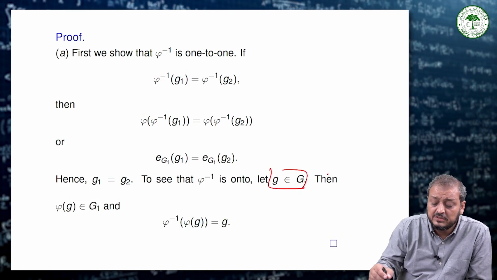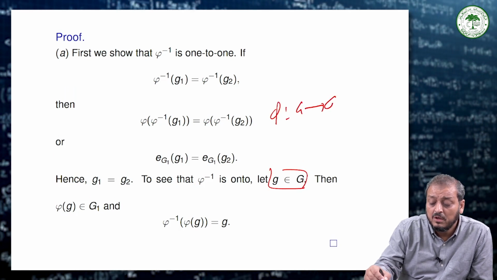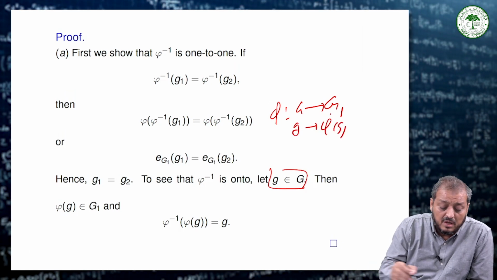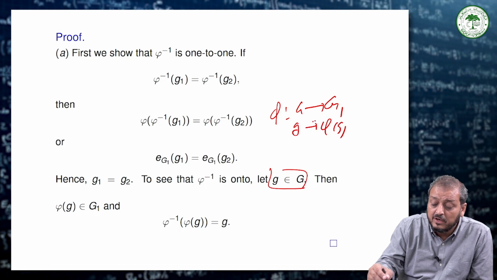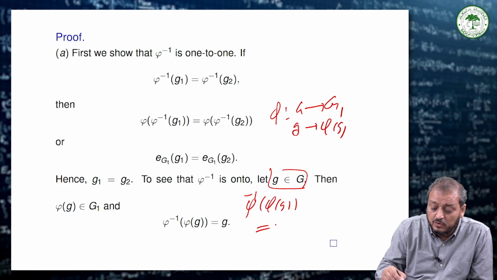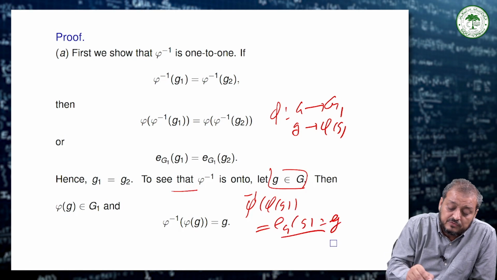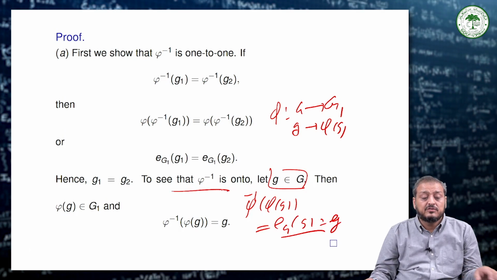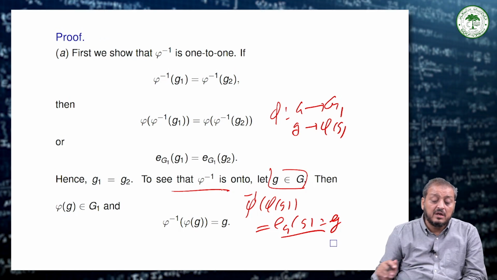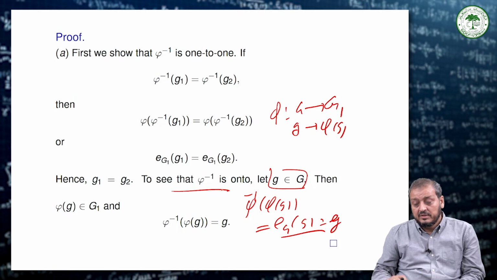If g is an element of G, then you clearly have phi from G to G1. If g is an element of G, then phi of g is an element of G1, and then phi inverse of phi of g is equal to the identity of G applied to g, which is equal to g. So, this means phi inverse also satisfies the second condition of onto. So, we have shown that phi inverse is one-one and phi inverse is also onto.